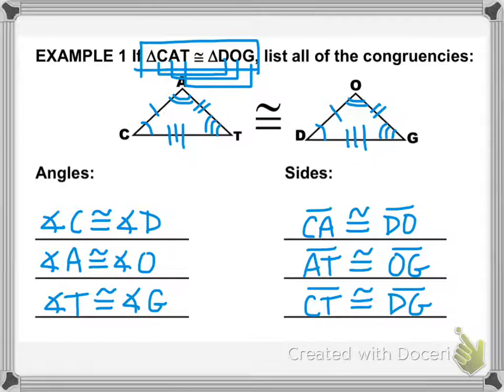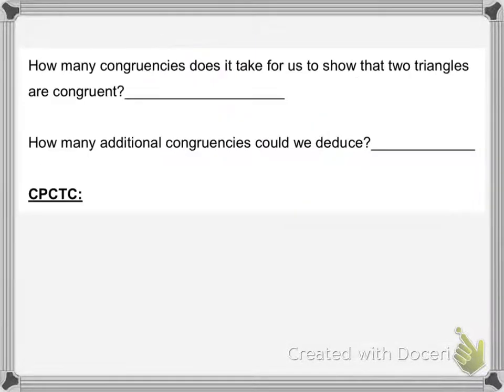So this should be a review. Y'all should feel good about this. Notice there are 6 pairs of congruent parts in 2 congruent triangles. Remember that. So remember, if I can show that all 6 pairs are congruent, I can say the 2 triangles are congruent. However, we have some shortcuts that we've learned about.